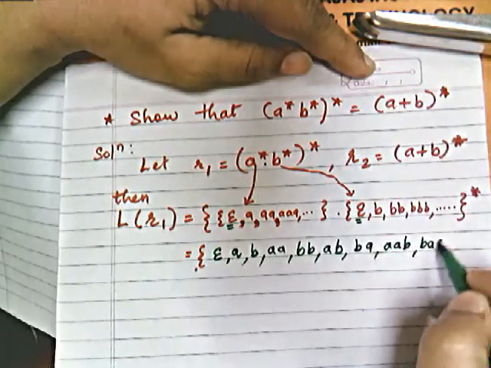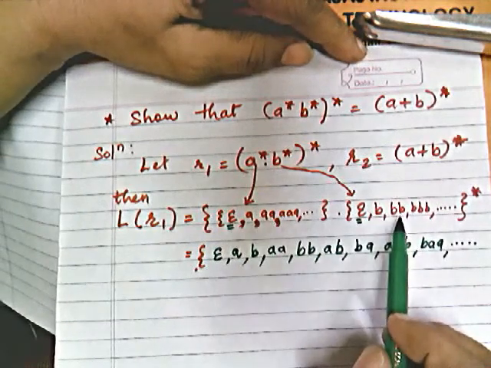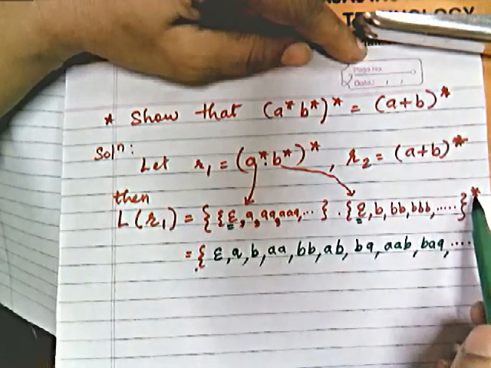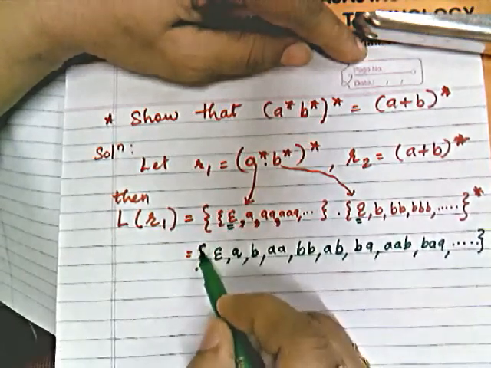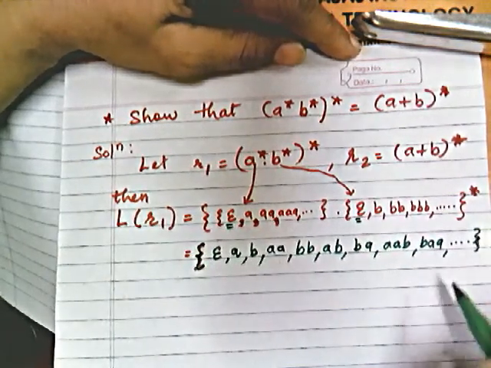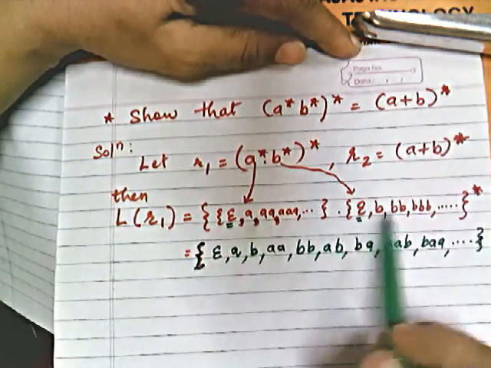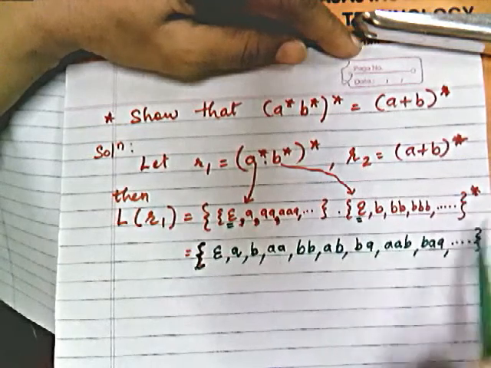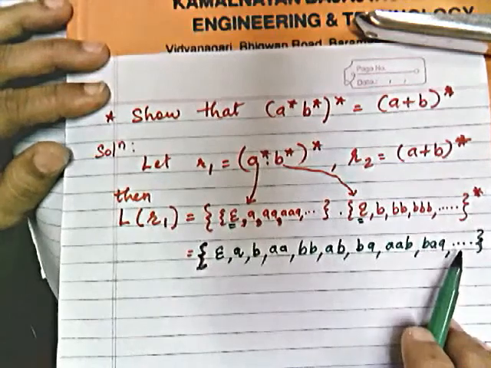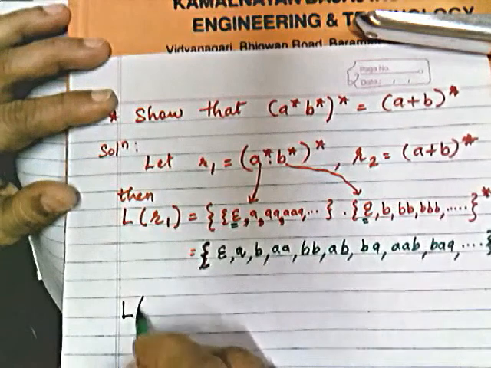So all these strings aa, bb, ab, ba, aab, baa, any combination of a and b, all will be part of this set, this star. They can come in any sequence, any number of times. That is represented by this star. So what I have done is I have concatenated those two sets and iterated them. That's why it will also be an infinite set.